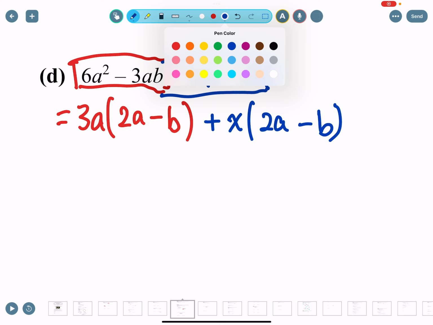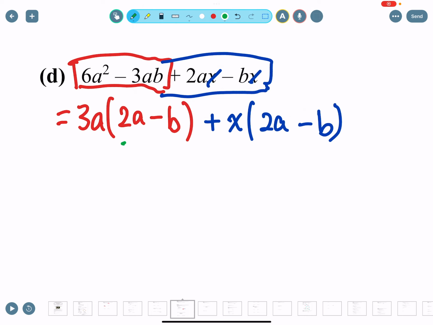Now you will notice every time it's a 4-term question, not every time, but 90% of the time, the 2 brackets will end up being similar or the same. If it's the same, you can actually factorize the brackets. So I'm going to factorize 2a minus b.